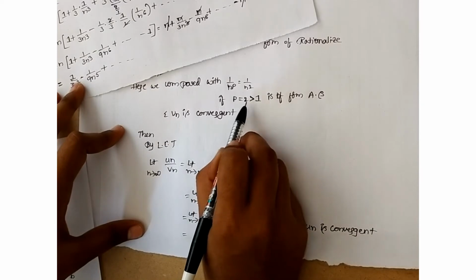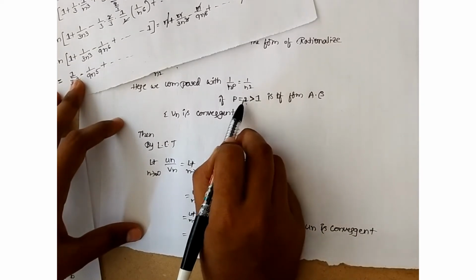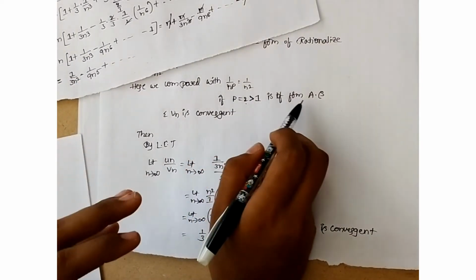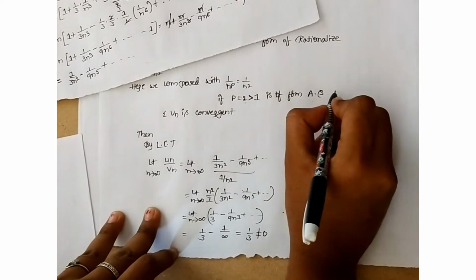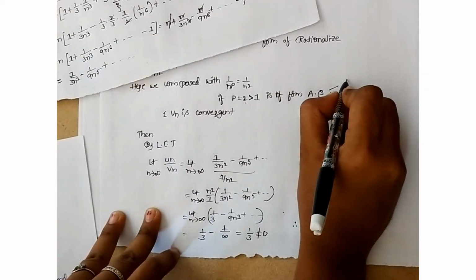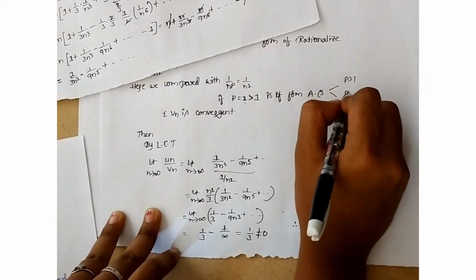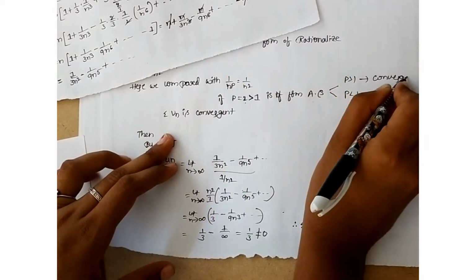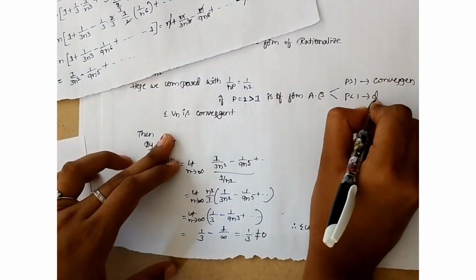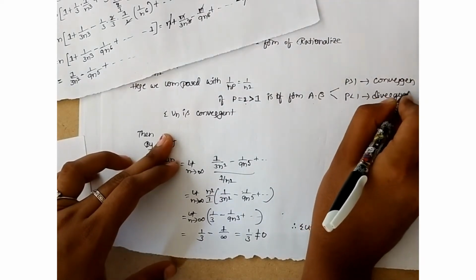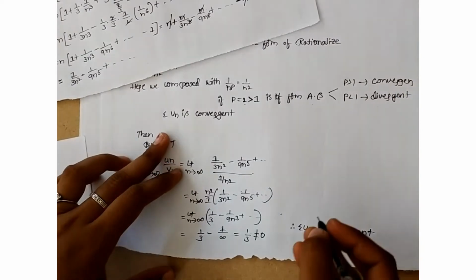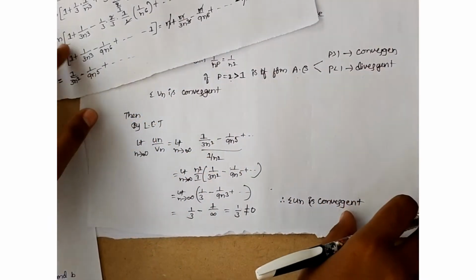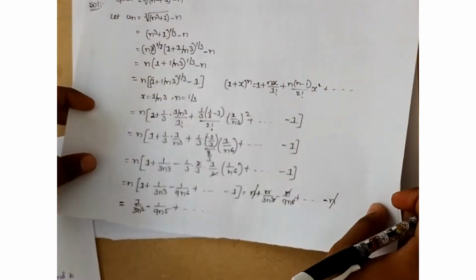Here, the required Vn value is P greater than 1. It means 1 by n power p, in the form of the auxiliary series. In the auxiliary series there are 2 cases, P greater than 1 and P less than 1. Here it is convergent for P greater than 1, and divergent for P less than 1. So required Vn is convergent, then the Un is also convergent. The first sum is completed, it is of the form limit comparison test.